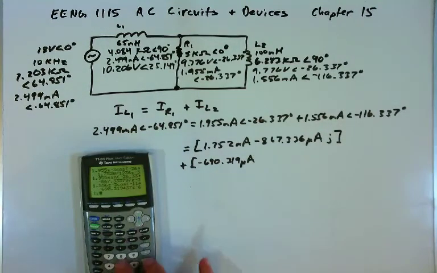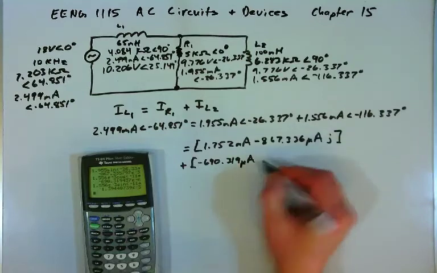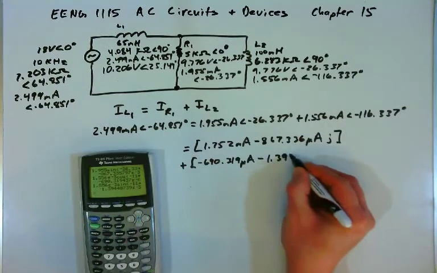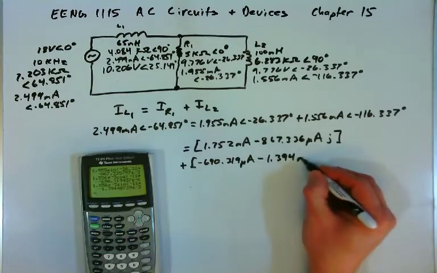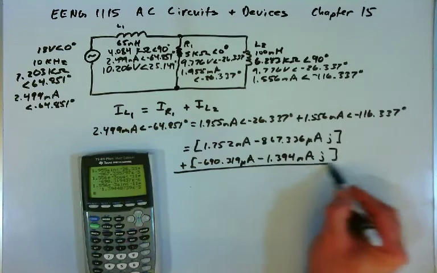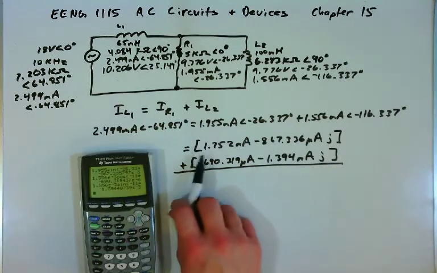Now we'll find the y coordinate, 1.556 milli times the sine of negative 116.337 degrees, and we get a negative 1.394 milliamps, and that's a J component. So now we can add these two vectors together.